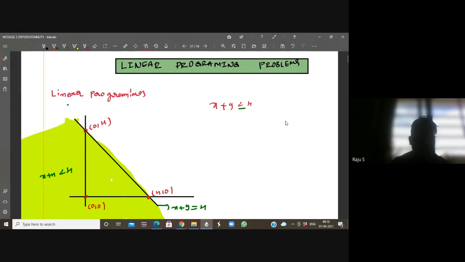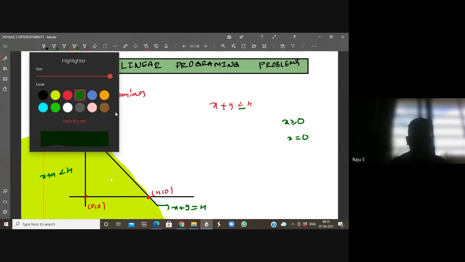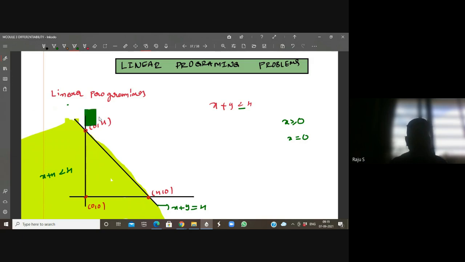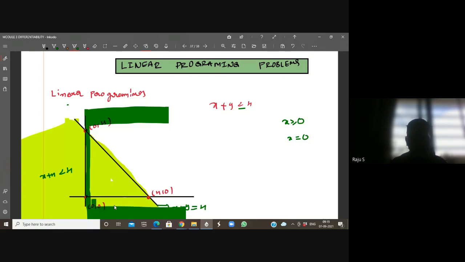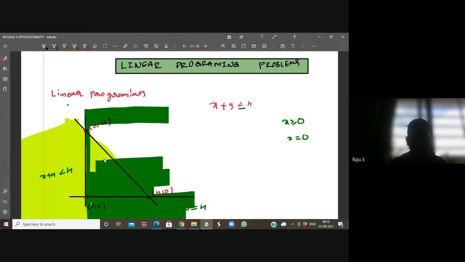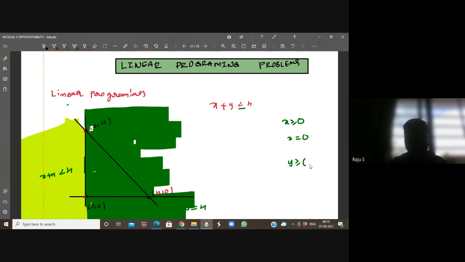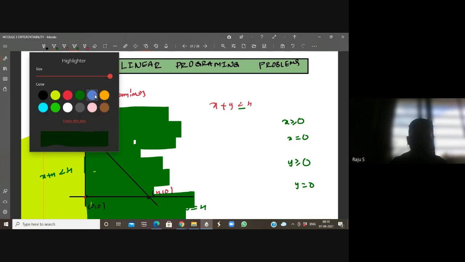Now coming to the next one, x greater than or equal to 0. X is equal to 0 means the y-axis. We know that x is equal to 0 is the y-axis, but greater than 0 means the positive side. This is x greater than 0. Now, what about the next term, y greater than or equal to 0? Y is equal to 0 means the x-axis. Y greater than 0 means above the x-axis. Okay.